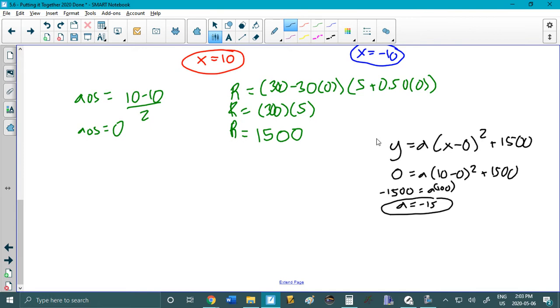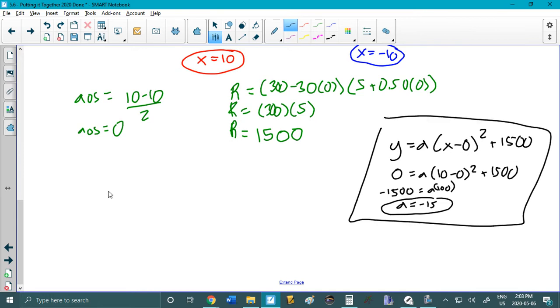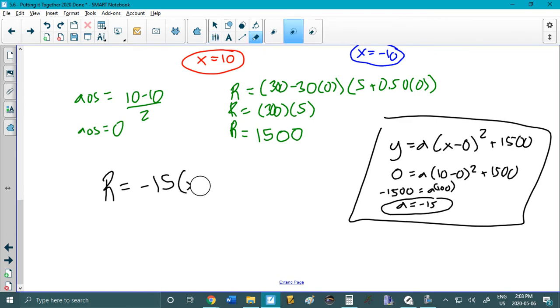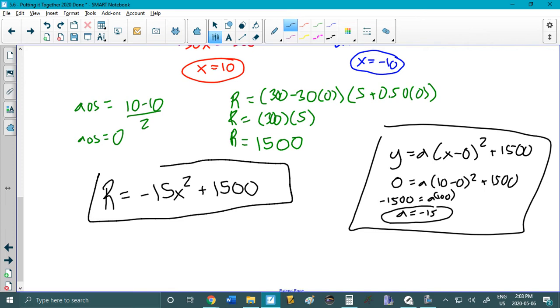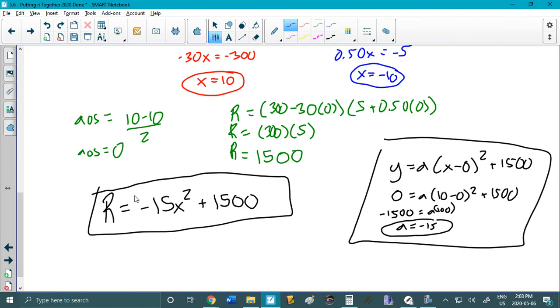There's a way we can check that, though. So this would mean our answer would be revenue equals negative 15, x minus 0 squared. So that would just be x squared, and then plus 1500, I guess. Okay. So I guess that would be the same. And that's kind of weird. That just looks like standard form, doesn't it?